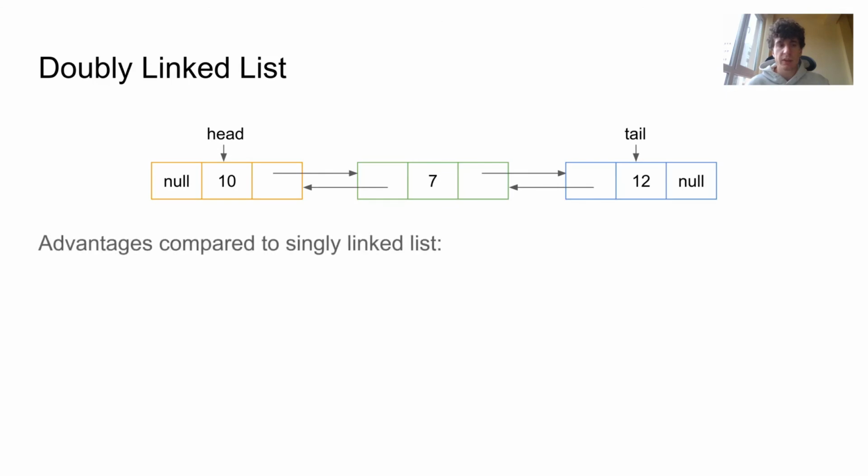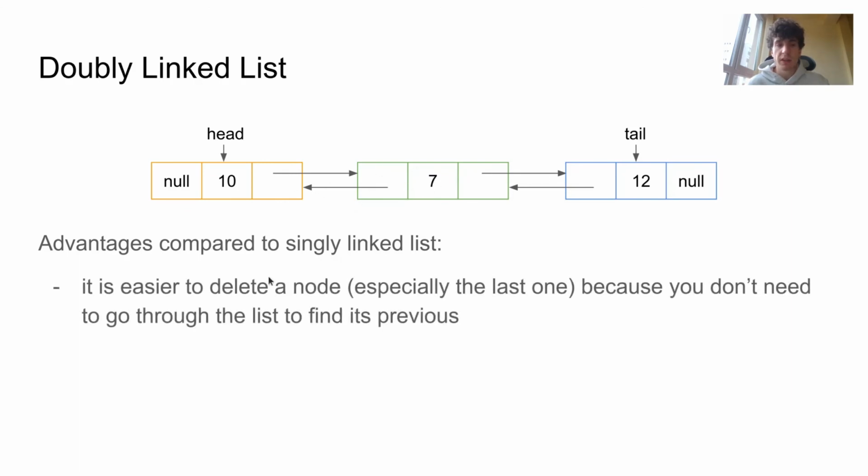Now, what are the advantages of having also next and previous? The first advantage is that it's easier to delete a node, especially the last one. Because when you delete a node, you need to go to its previous and remove this link, to remove the link from its previous. And if we wouldn't have the previous node, in case of the last one, we would need to go from the head step by step until the previous one to the last one, and that would be slow. And another advantage is that you can traverse the list in reverse order. I don't know why you would do that, but you can do it.